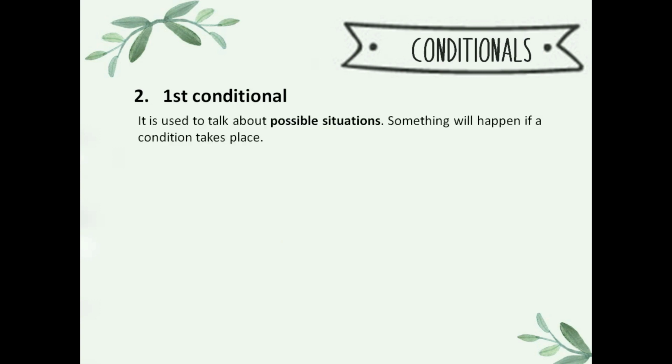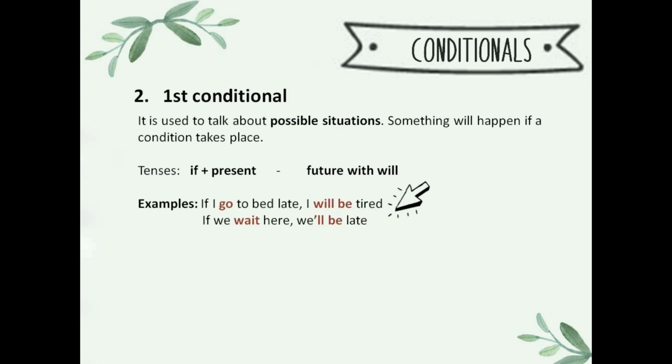Now, what about the first conditional? The first conditional is used to talk about possible situations, and something will happen, something will take place if a condition takes place. So, in this case, we use two different tenses. First, with if, we use the present simple, and then in the main clause we use the future with will. That's the future simple in English. And here you've got two examples. These are, if I go to bed late, I will be tired. And if we wait here, we'll be late.